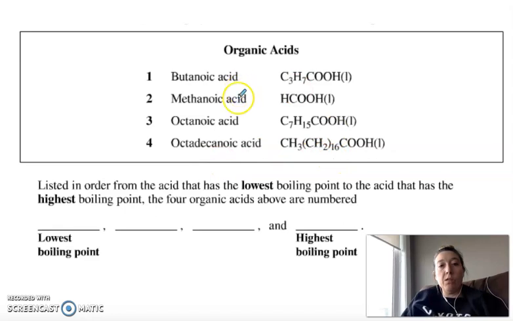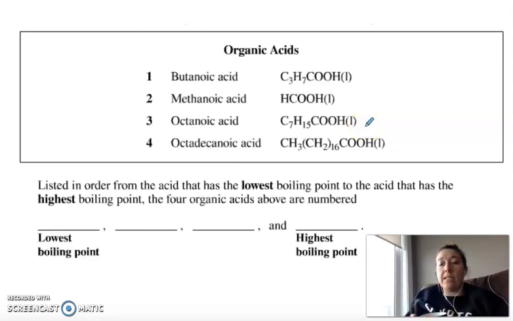Okay, so still going with that, it's one of those linked questions. Listed in order from the acid that has the lowest boiling point to the acid that has the highest boiling point, the 4 organic acids above are numbered. So we're going from lowest to highest.